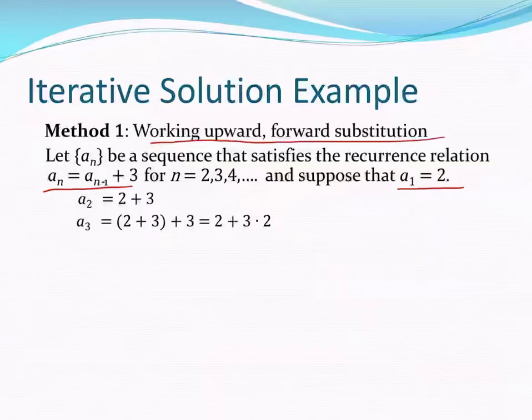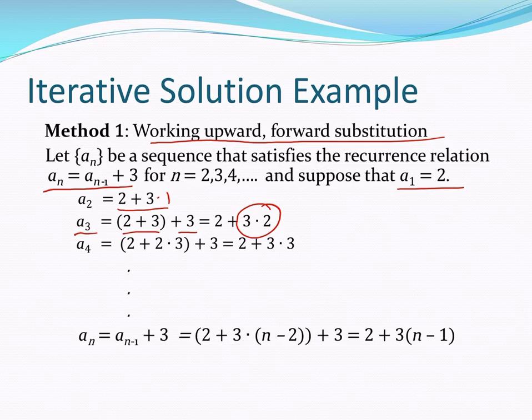So a sub 2 is equal to 2 plus 3, the initial condition plus the difference. And then a sub 3 is equal to a sub 2 plus 3. But look, if we group the 3's together, we'll get 3 times 2, so this is 3 times 1. And then what about a sub 4? A sub 4 is equal to a sub 3 plus 3, or it's 2 plus 3 times 3.